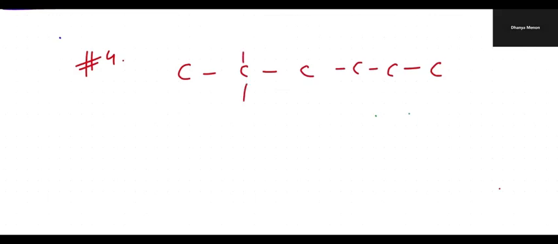Next rule, rule number 4. Now, suppose I have a carbon chain. Okay, I have branching here, I have branching here. Okay, now I fill in with carbon atoms.